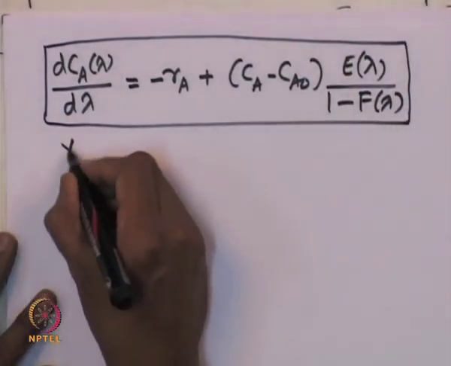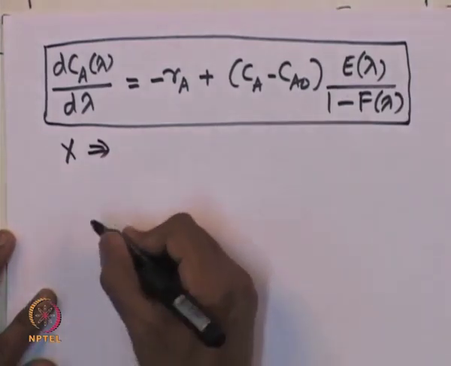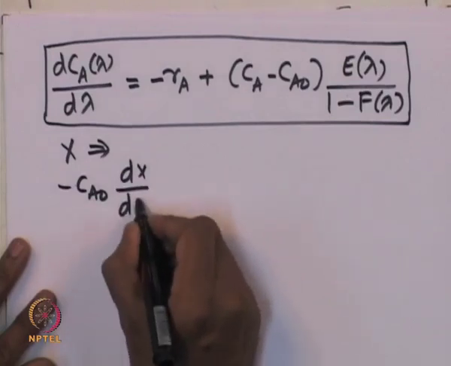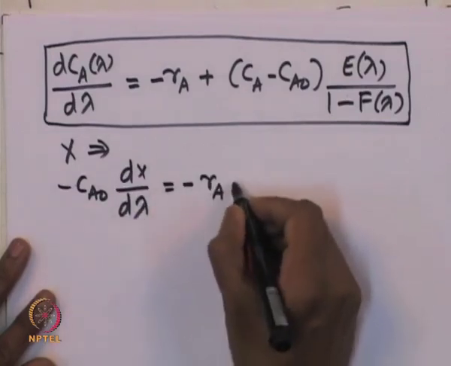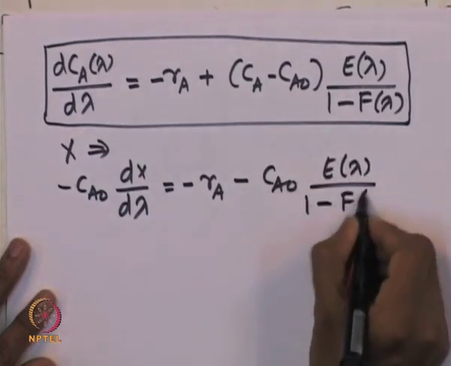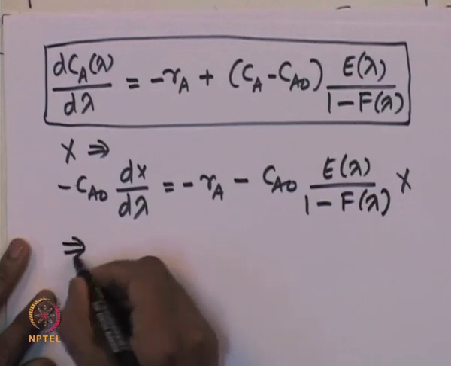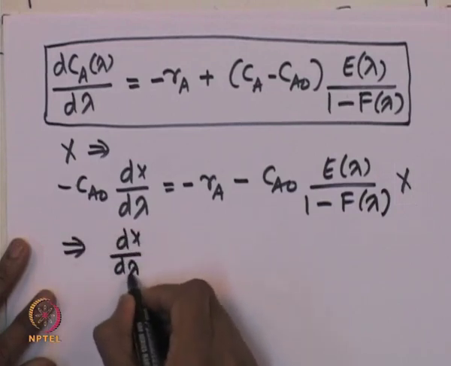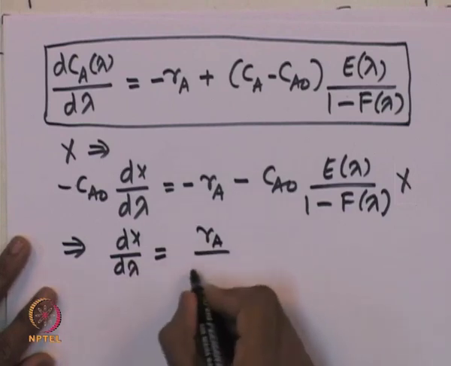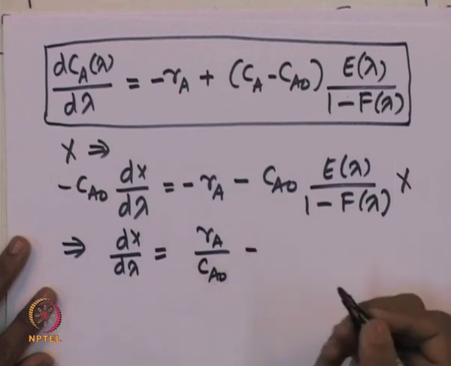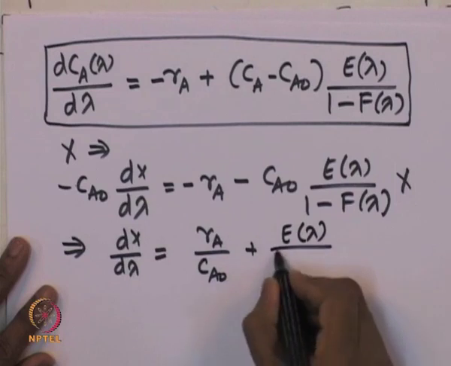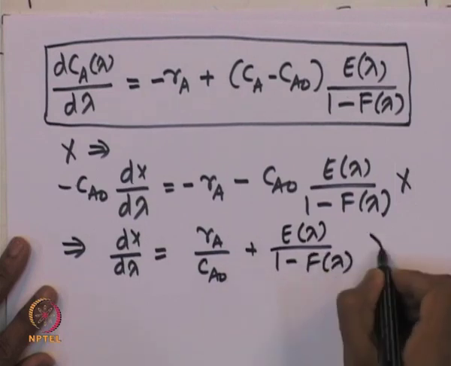In terms of conversion, we can write this expression as minus Ca naught dx by d lambda equal to minus Ra minus Ca naught into E lambda by 1 minus f of lambda. That can be written as dx by d lambda equal to Ra, the rate of generation of the species, divided by Ca naught, the concentration of the species in the fluid inlet stream, into E lambda by 1 minus f lambda into the conversion x.